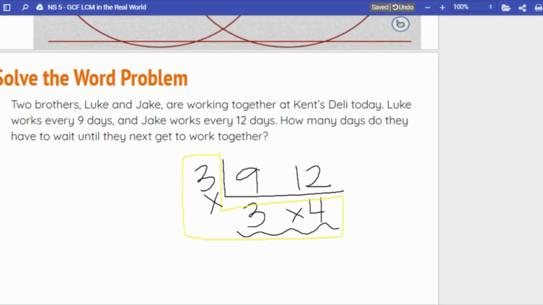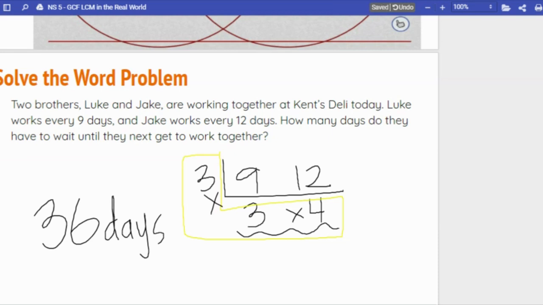Now, least common multiple, remember, we make that L, and then we multiply. So 3 times 3 is 9. 9 times 4 is 36. So how many days do they have to wait until they next get to work together? They're going to wait for 36 days.